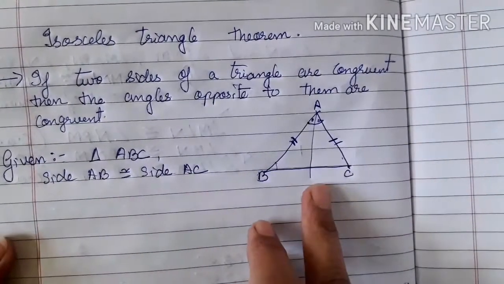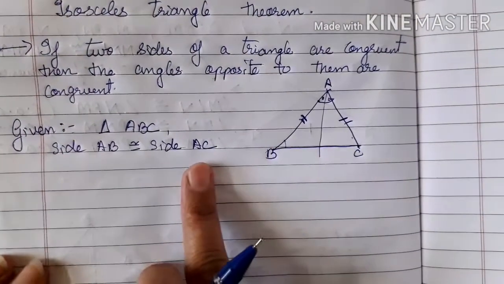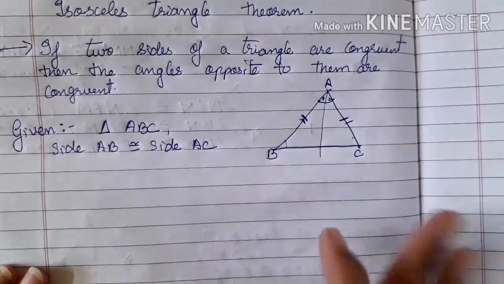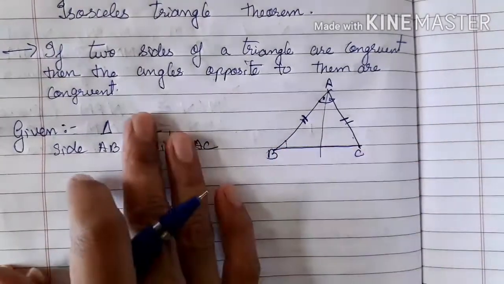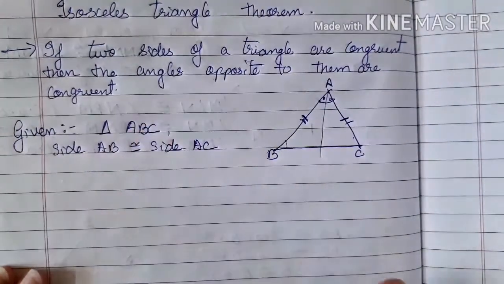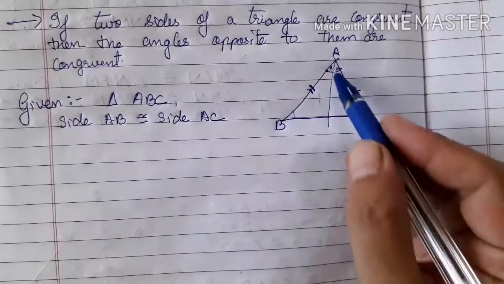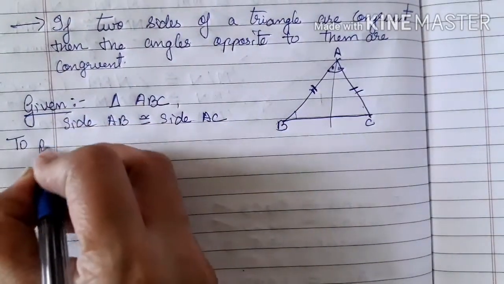Now children, these are the theorems. You all have to learn them by heart, or you all have to understand them. You can change the wording accordingly, but the theme of the theorem and the steps should not change, because you all have to explain it. So don't make changes in these theorems. So side AB is congruent to side AC. This is given. Now what do we have to prove?